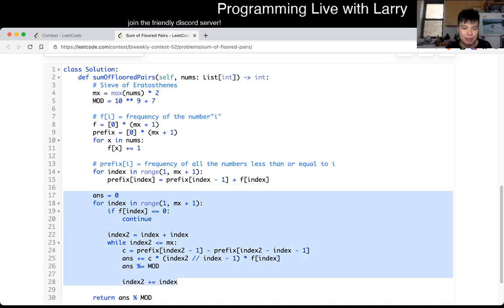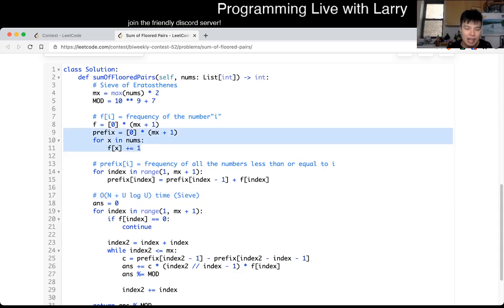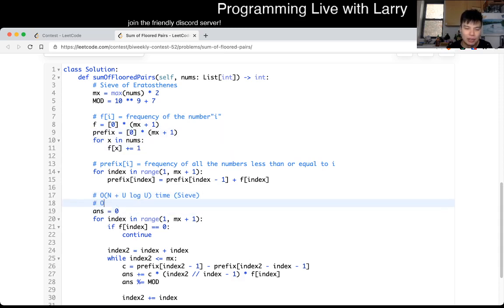But in terms of complexity, we already went over the sieve, so the complexity is going to be, let's say M is equal to max, or let's say U to be consistent, it's going to be the time of the sieve, plus N because of this part, and then O of U space, because that's just the size of the biggest thing. Cool. That's all I have for this problem.